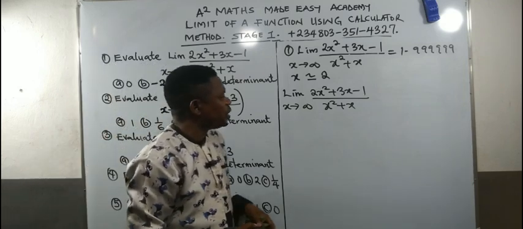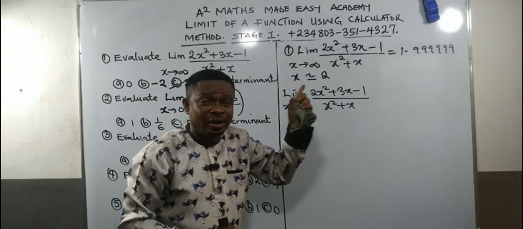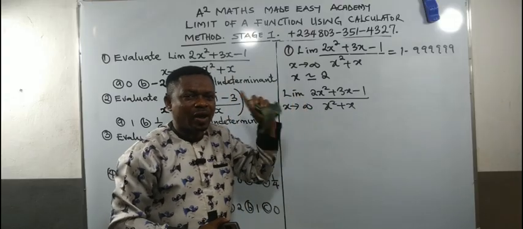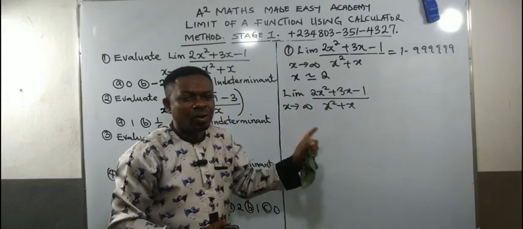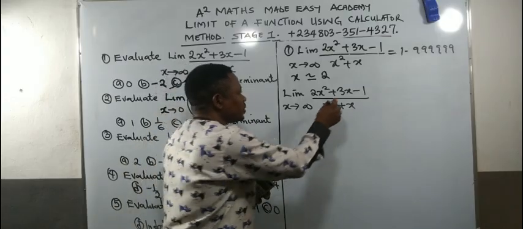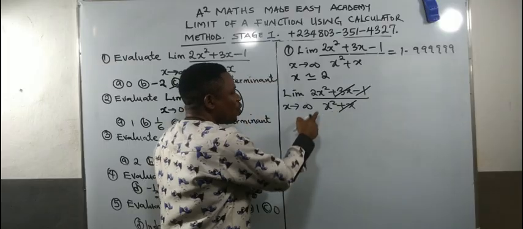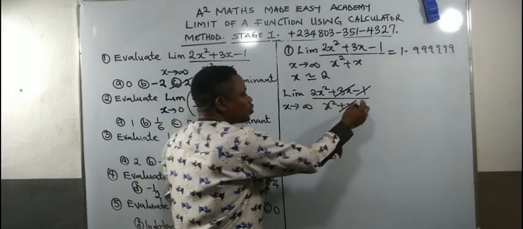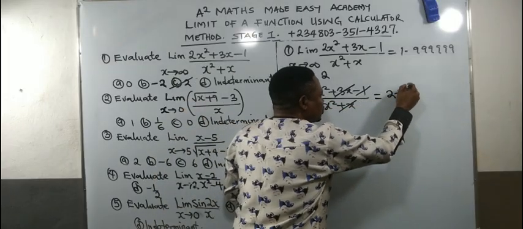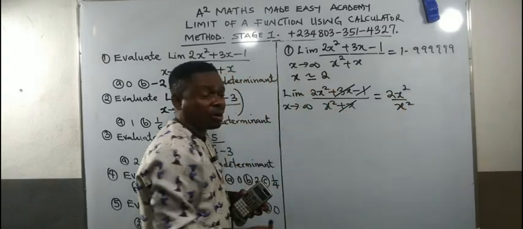All you are going to do is collect the terms that have the highest variable power, in both the numerator and the denominator. Every other term has no meaning. So I don't need the minus 1, I don't need the plus x. What I need is the highest variable power. So what is remaining? 2x raised to the power of 2, divided by x raised to the power of 2, which is the denominator.